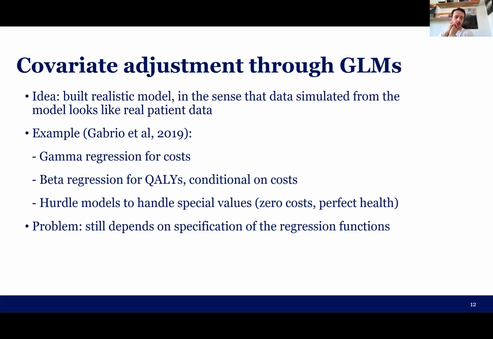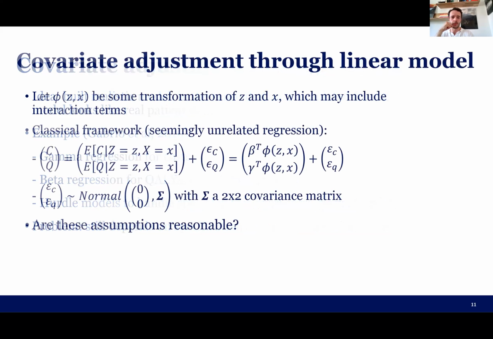And the advantage of a framework like this is that if you take that model and simulate data from it, the data that you get actually looks a lot like actual patient data, which is not the case with this model, for example. If you simulate data from this model, you get bivariate normal data, which is typically not very reminiscent of what actual patient data looks like.